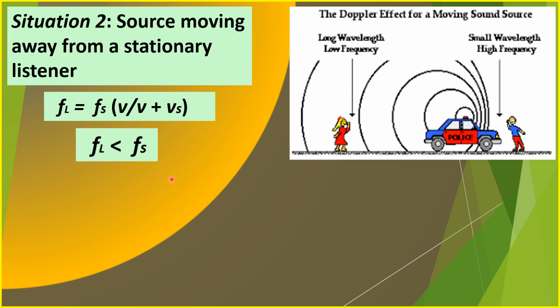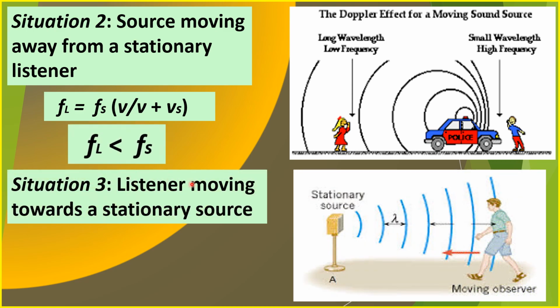Now, for situation number 3, this is when the listener is moving towards a stationary source. Using another sketch, we have here the stationary source and the moving listener or observer approaching the stationary source. So again, because the observer is moving closer to the source, the wave fronts reaching him will be compressed, resulting in what we call short wavelength. Short wavelength also means higher frequency or higher pitch.